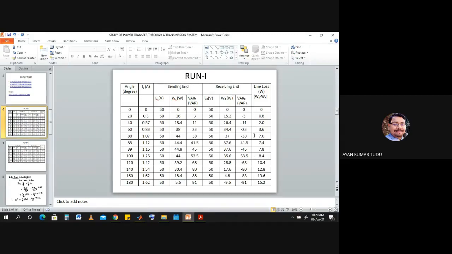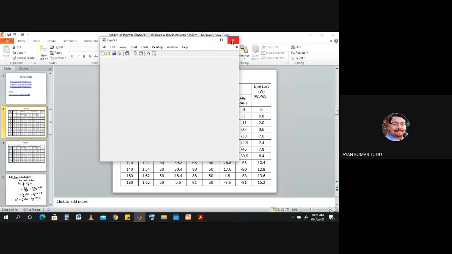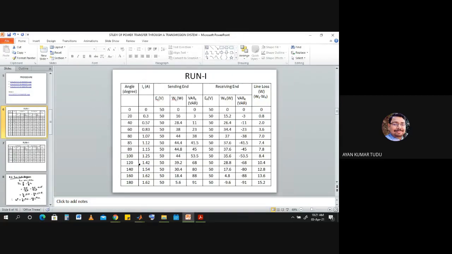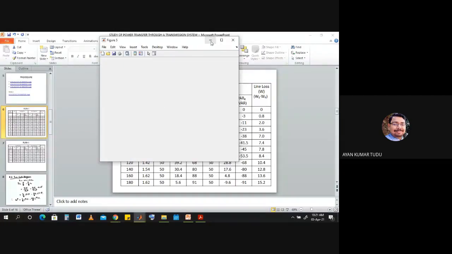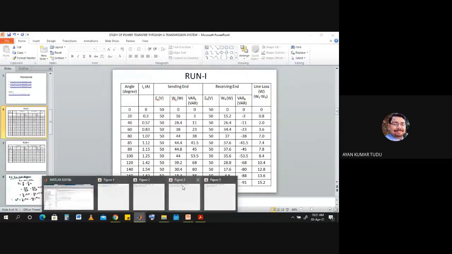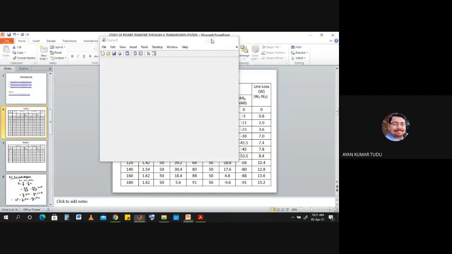What are we getting? At around 44.8, the maximum power transfer is occurring for our sending end. The angle is near about 90 degrees, as you can see. Now that should be the case, no? I've clicked it so many times, now see so many figures are coming.